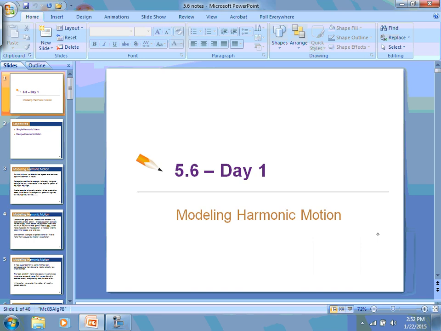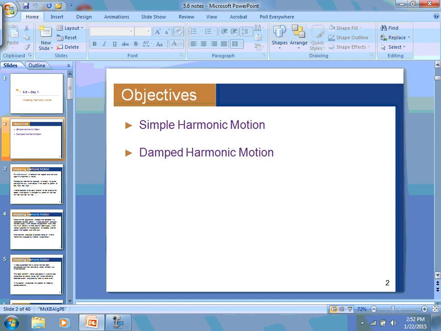These are the notes for section 5.6, day 1, entitled Modeling Harmonic Motion. And today we're just going to model simple harmonic motion and damped harmonic motion. The reason we're talking about these types of real-world situations is because they use sine and cosine functions in order to model what happens in waves.